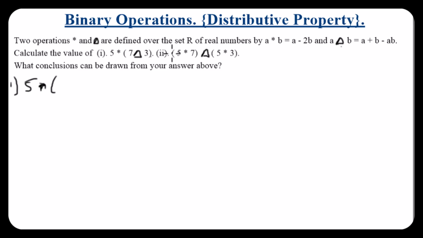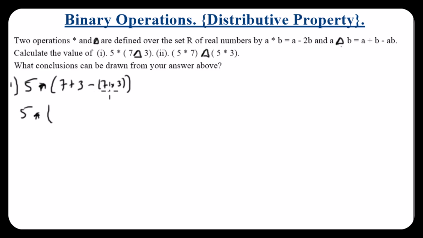When we see delta, A delta B, we're asked to simplify using A plus B minus AB. Of course, 7 becomes my A and 3 becomes my B. So what do I write? I write 7 plus 3 minus 7 times 3 and close my bracket. So this is the first one, and then I have 5 star.